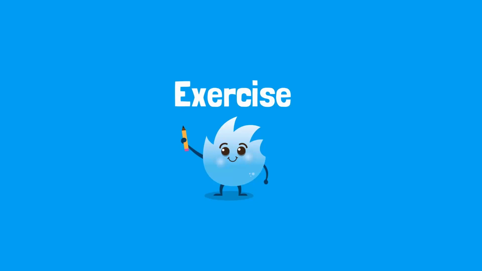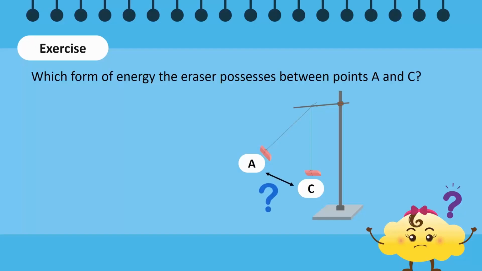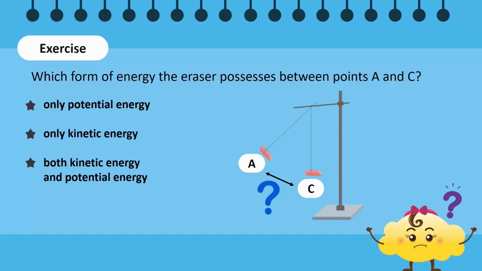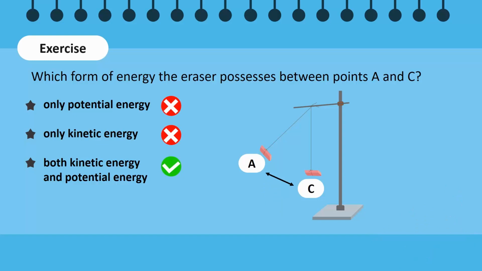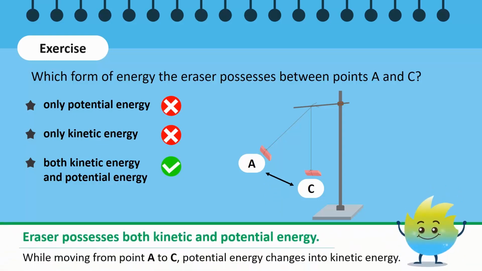Let's do an exercise. In the activity performed, can you tell which form of energy the eraser possesses between point A and C? Is it kinetic energy, potential energy, or both forms of energy? Between points A and C, the eraser has both kinetic and potential energy. While moving from point A to C, potential energy changes into kinetic energy, so potential energy increases. On the other hand, while moving from C to A, kinetic energy changes into potential energy.